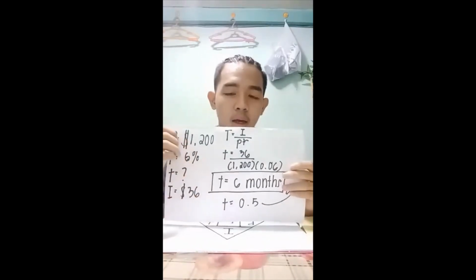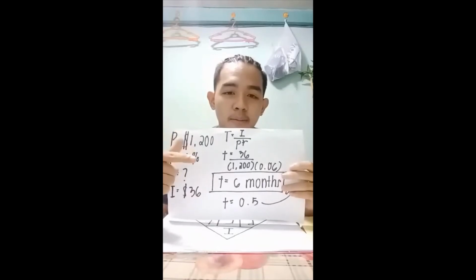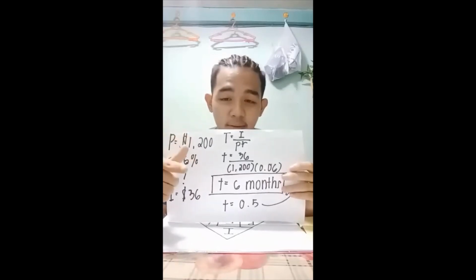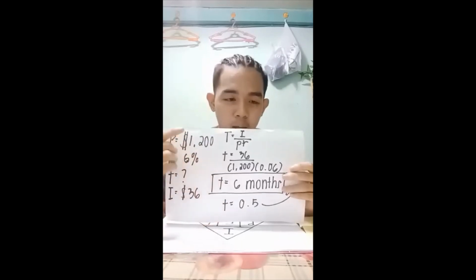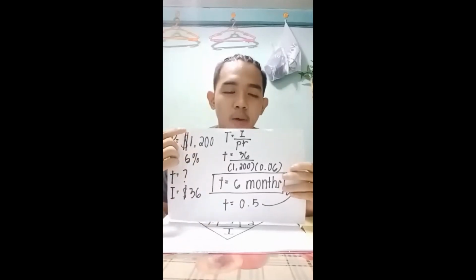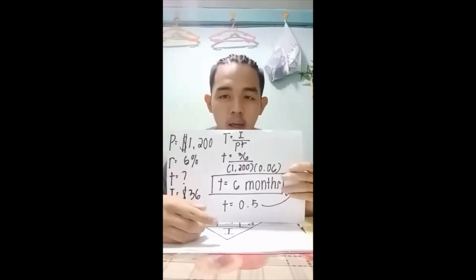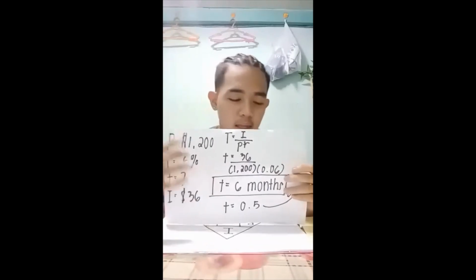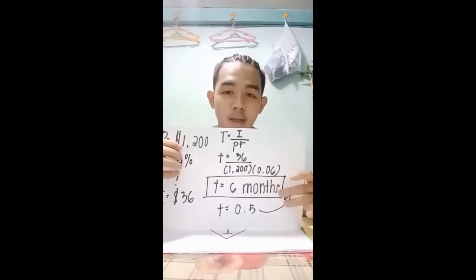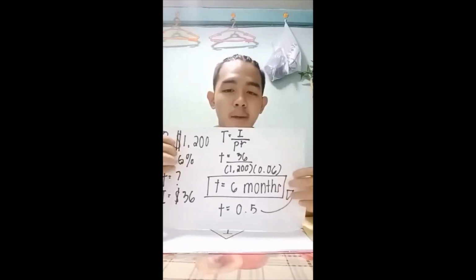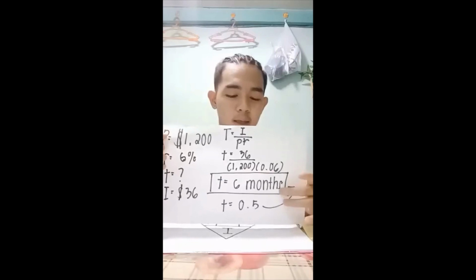0.5 means half. So in a year, we have 12 months, and half of that is 6 months. So the time in the last problem is 6 months.